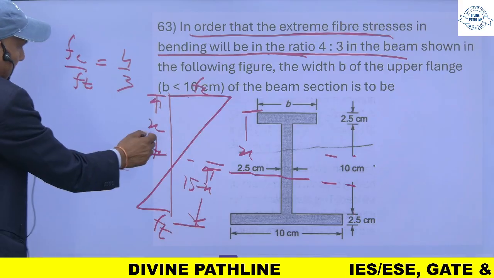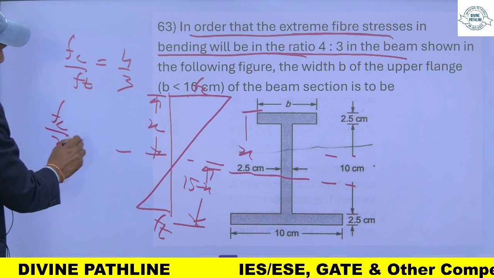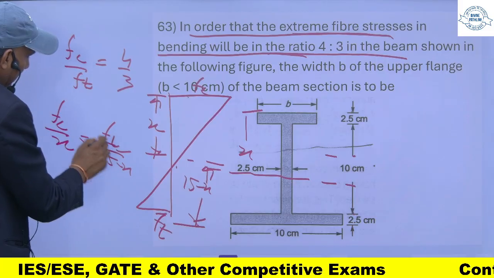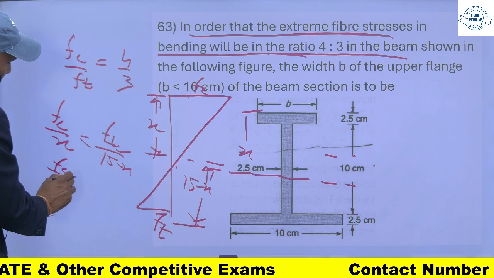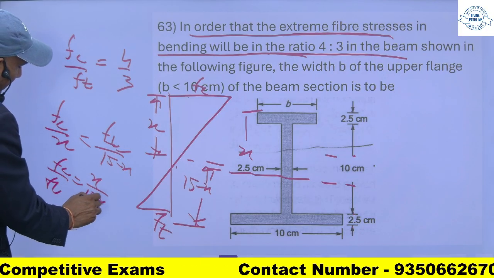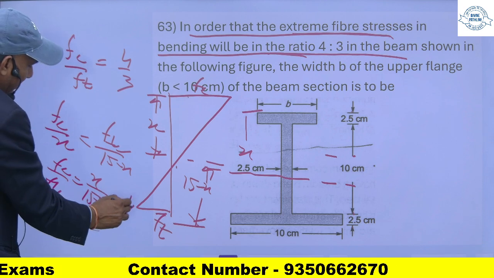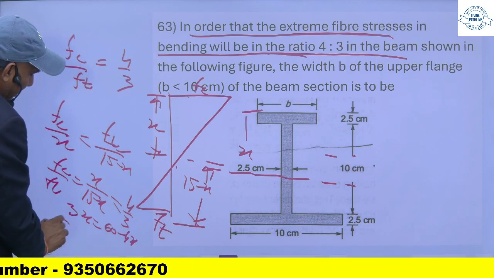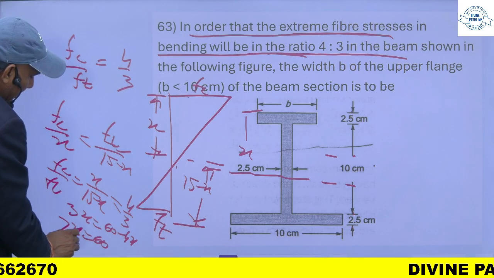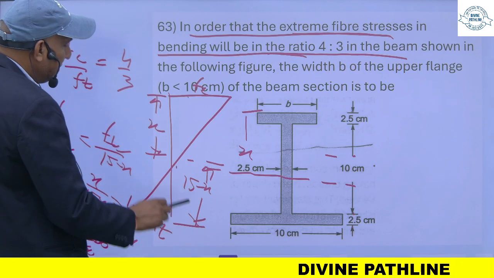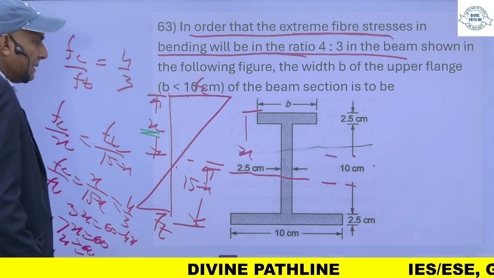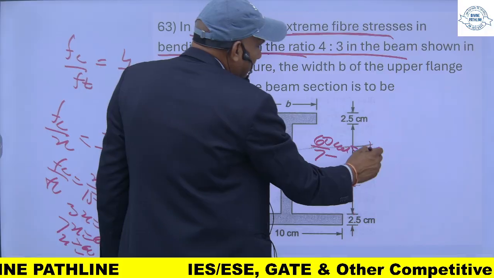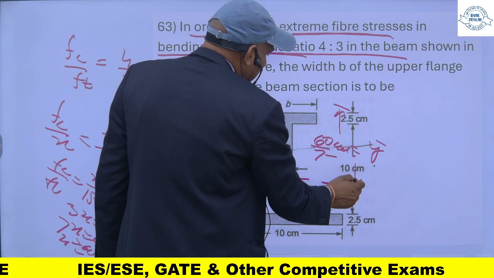So FC upon x is equal to FT upon 15 minus x, and FC upon FT is equal to x upon 15 minus x, and this FC upon FT is equal to 4/3. So 3x is equal to 60 minus 4x, which means 7x is equal to 60. So x is 60/7, which means this distance is 60/7 centimeter. 60/7 centimeter is the distance from the top fiber to the neutral axis. So this is now y bar.